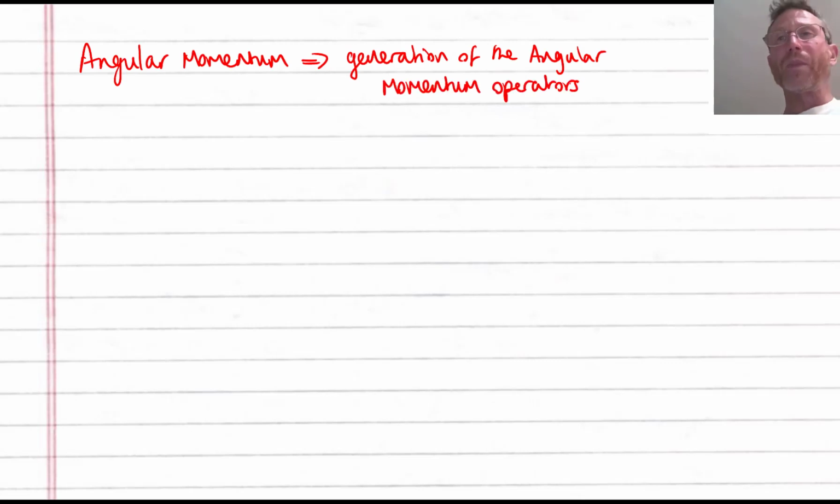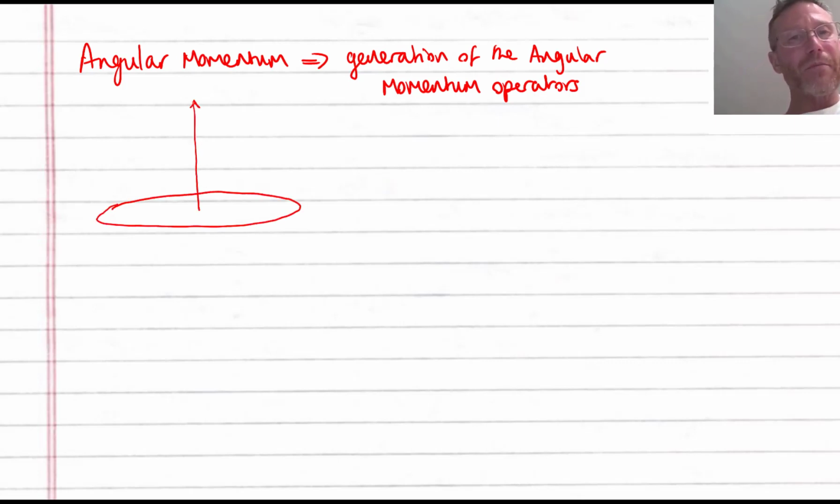So let's go through some of these bits and pieces, starting with angular momentum. So here's the context. Every observable has a quantum mechanical operator. So what are the quantum mechanical operators for angular momentum? Let's actually first think about angular momentum a little bit.